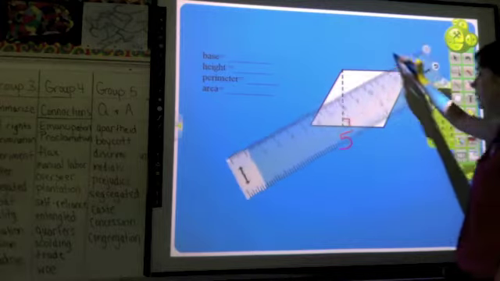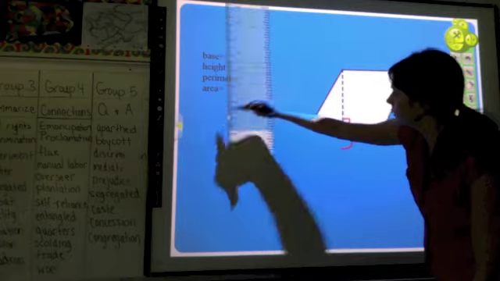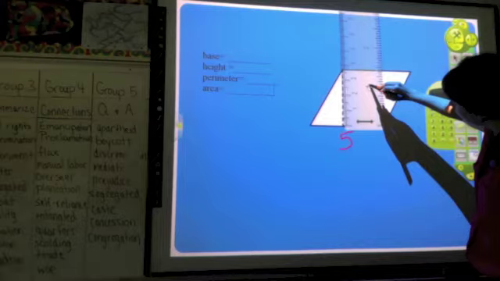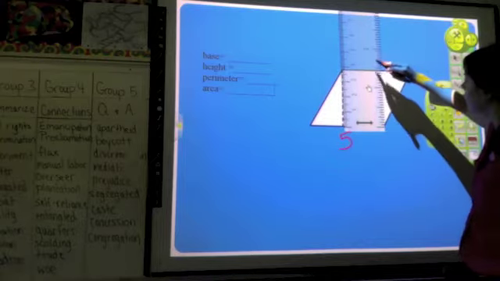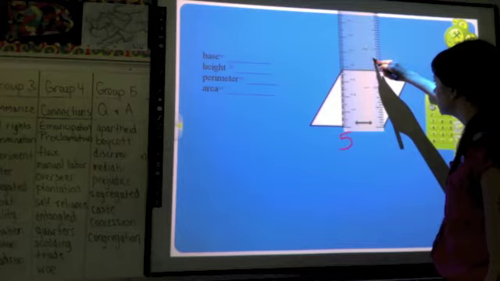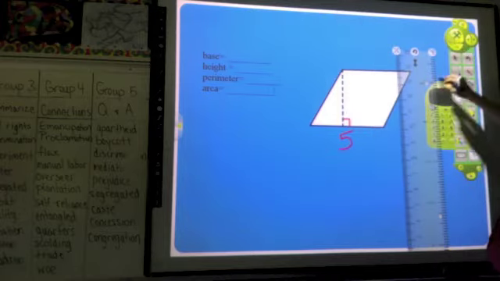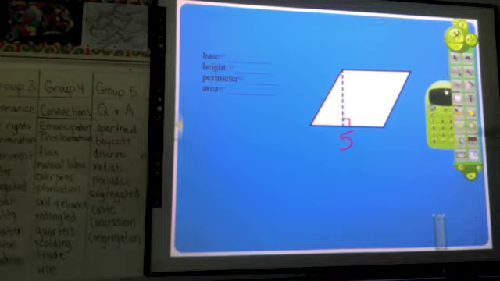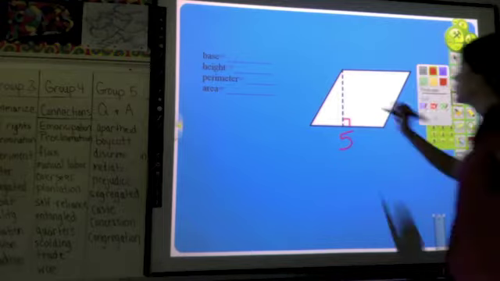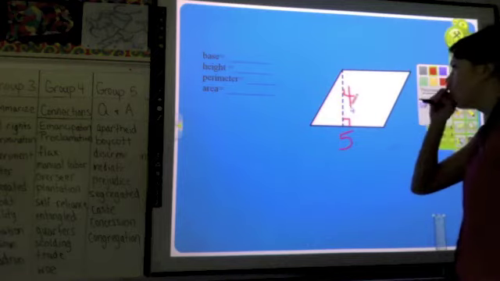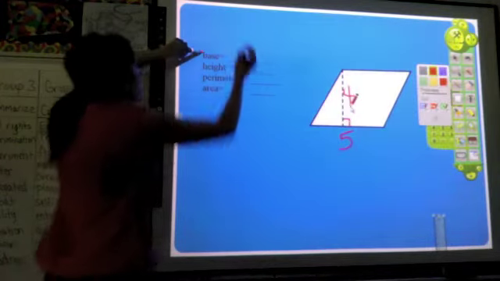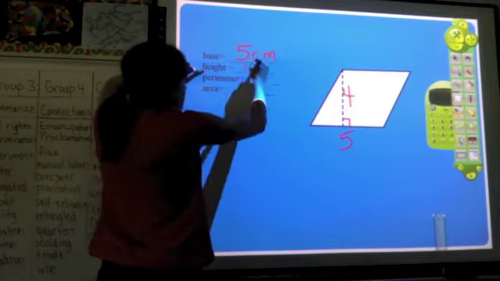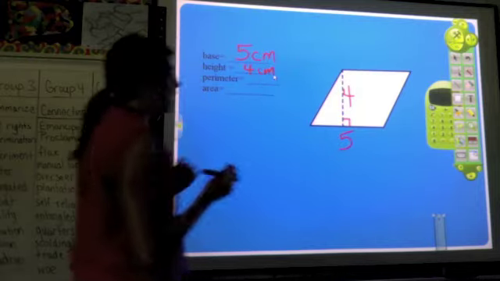All right, so I'm going to turn my ruler here. There we go. Bring it back. Line it up. And I can see here that my height is about 4. Move my ruler out of the way. Actually, I'll just get rid of it. My height here is 4, so I'm going to write a 4 right here. All right, so I'm going to go back over my information. My base was 5 centimeters, and my height was 4 centimeters.